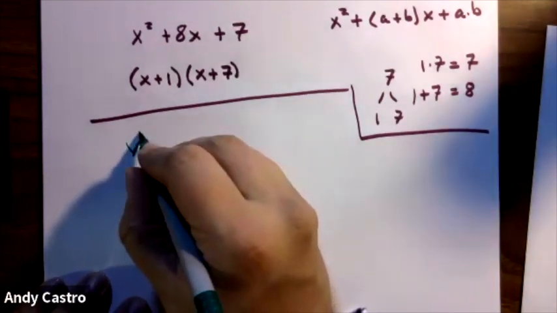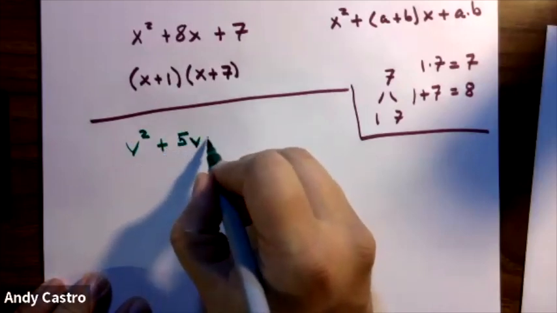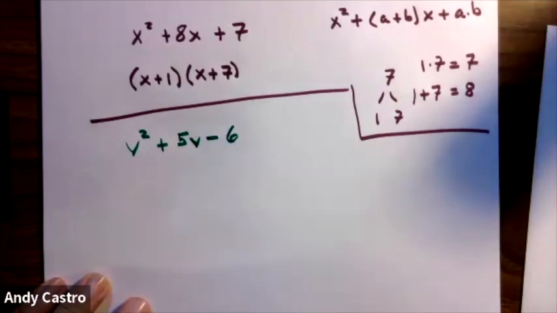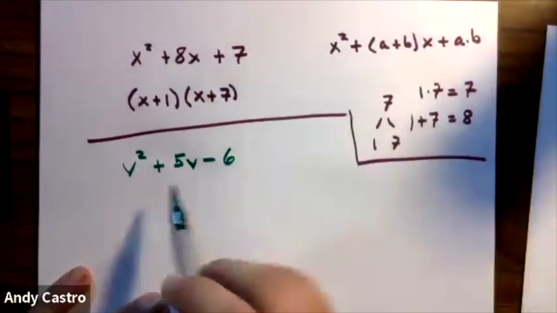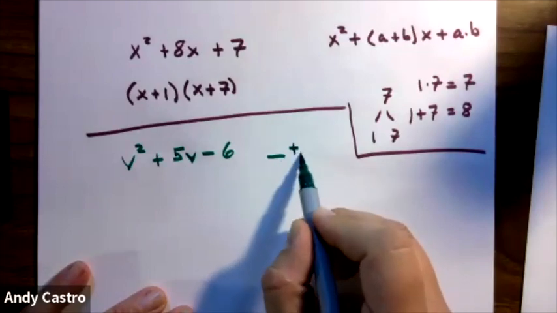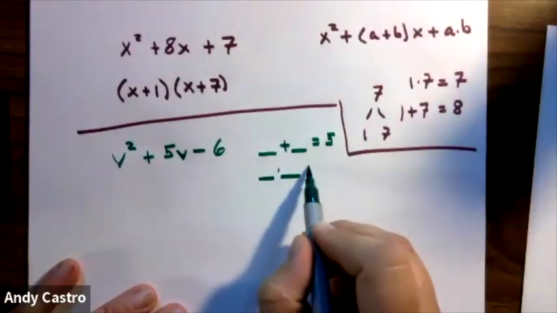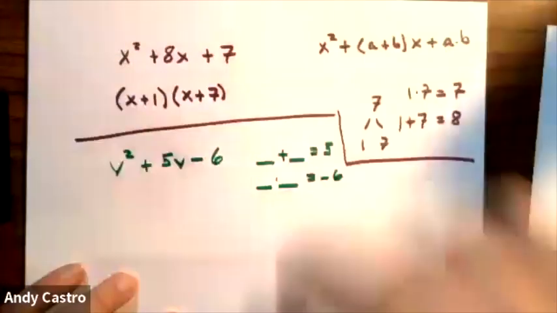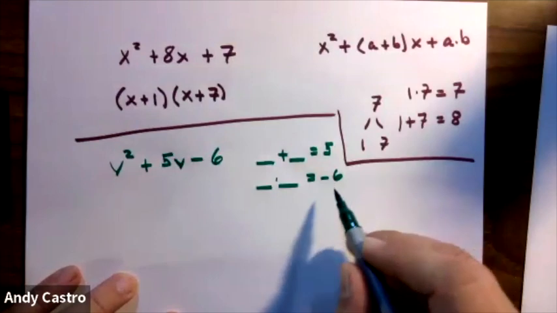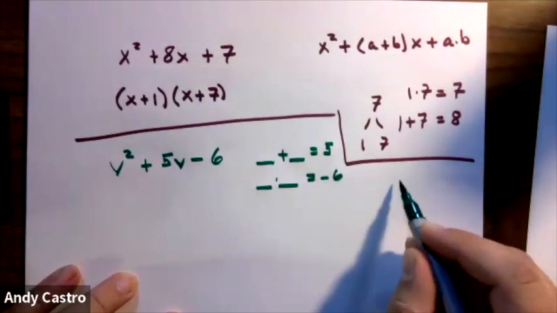Let's do v squared plus 5v minus 6. All right, two numbers that add to give me 5. I could set it up like this if I want. Same two numbers have to multiply to give me negative 6. Well, I know that 2 and 3 give me 5. 2 times 3 gives me 6. But I want negative 6 and I want positive 5. Is there a way to do that?